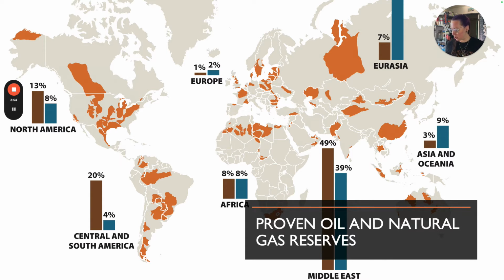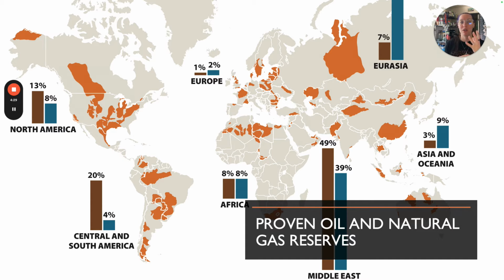I want you to maybe pause the video or look in your book and study this graphic for a little bit. One thing that's missing here is that for Eurasia, the natural gas part got cut off, and that should be 30%. Looking here, the brown is oil proven reserves, and the blue is natural gas proven reserves. And the red things here indicate shale oil and gas, which is an unconventional deposit.